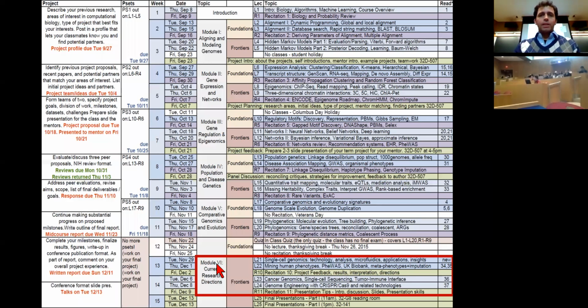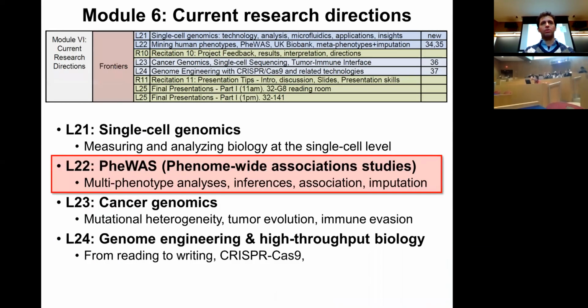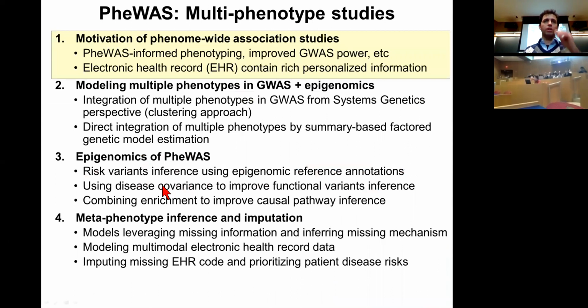So here we are at the bottom of the 6th inning here. And we have one more lecture to go from the class itself, and then a few wonderful lectures from you guys on the final projects next Tuesday. We talked about cancer genomics, we talked about single-cell genomics, and today we're talking about phenome-wide associations.